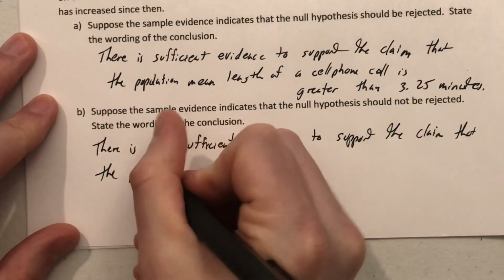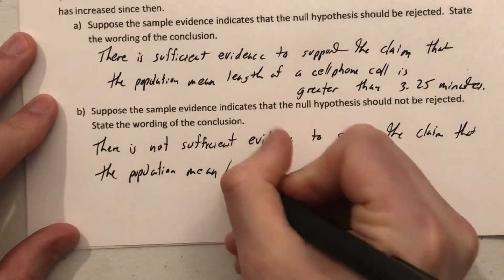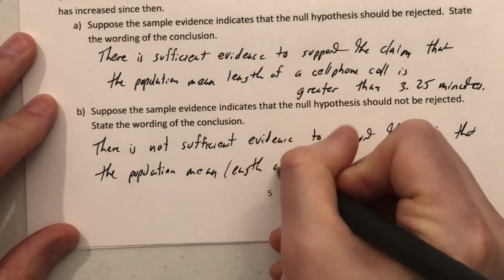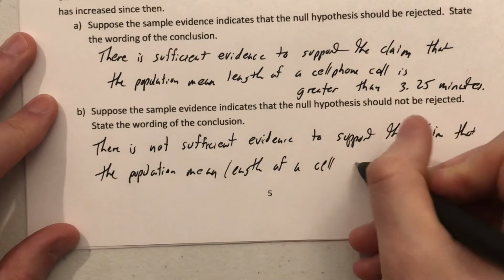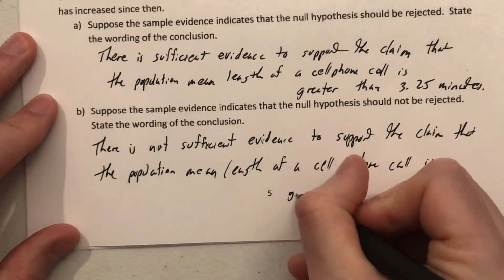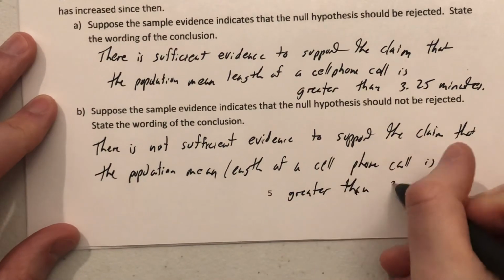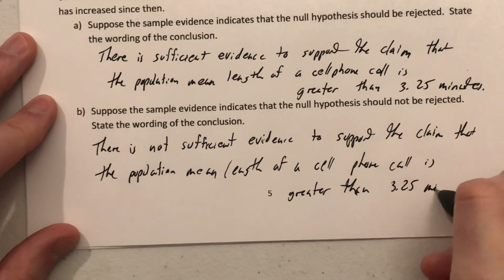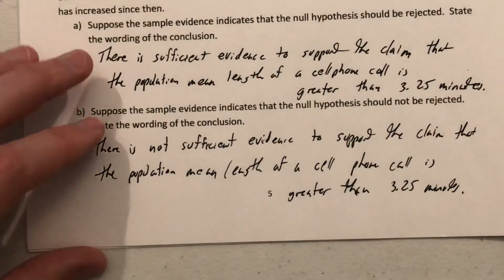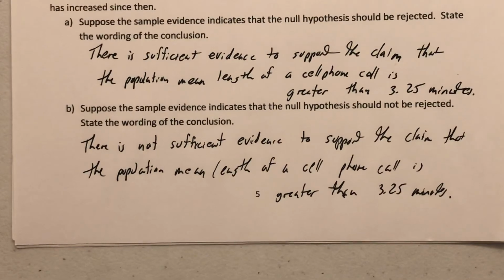That the population mean length of a cell phone call is greater than 3.25 minutes. And I realize that's horrible handwriting, but that's why I said it out loud.